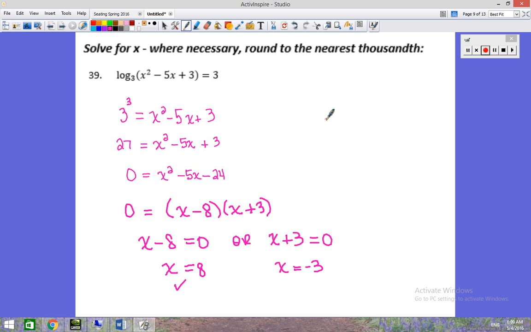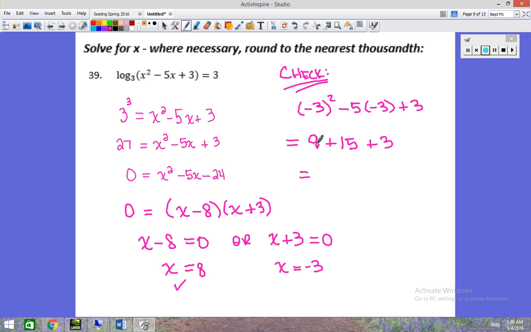And here we'll take a little bit more time to demonstrate the arithmetic. x squared means negative 3 squared. If you're keying it in a calculator, the parentheses are important. Minus 5 times the negative 3, then plus 3. So negative 3 times itself is a positive 9. Negative times the negative is positive. And then plus 3. 9 plus 15 is 24, and 24 plus 3 is 27. So again, this checks because 3 to the third power is 27.